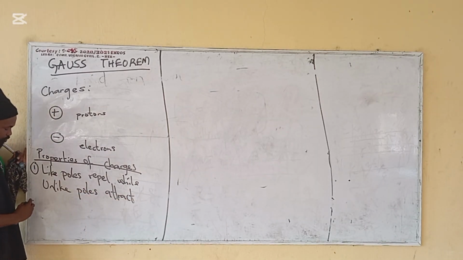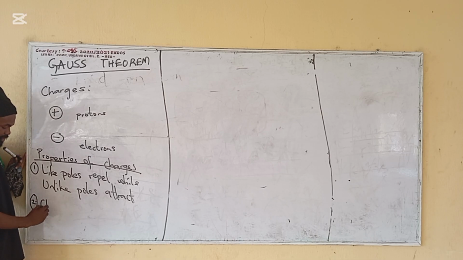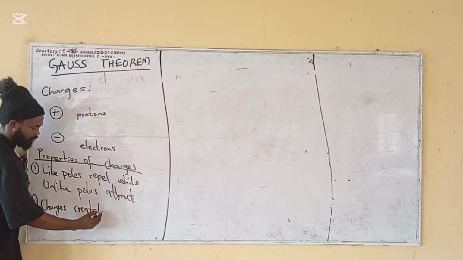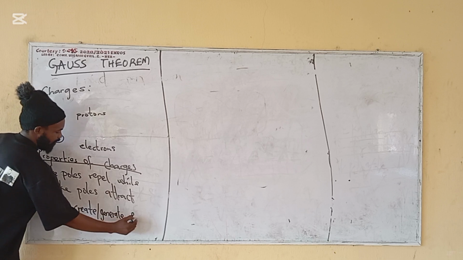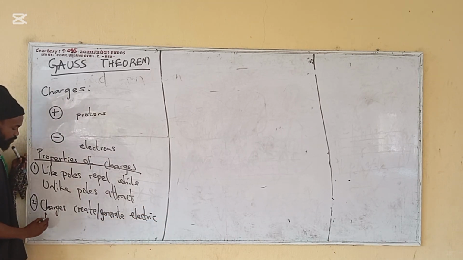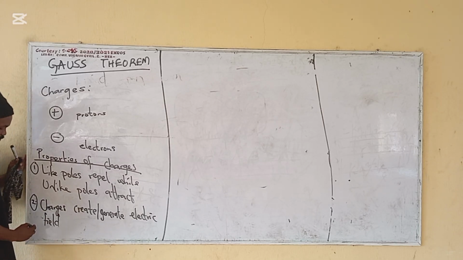Then number two is that charges generate electric field. In physics we use generates; in Bible study you can use creates. So the reason you have electric field is because of charges. No charge, no electric field. Charges generate electric field.